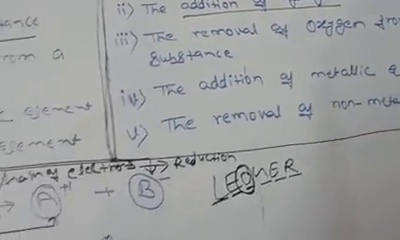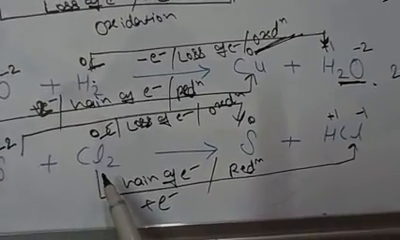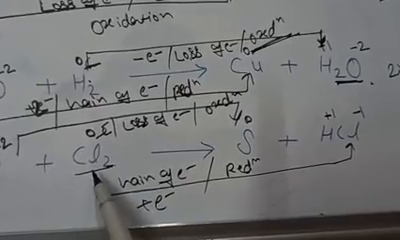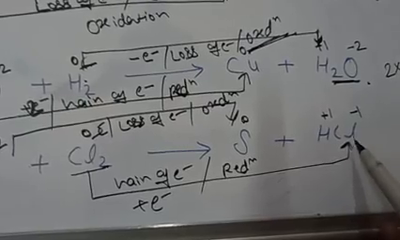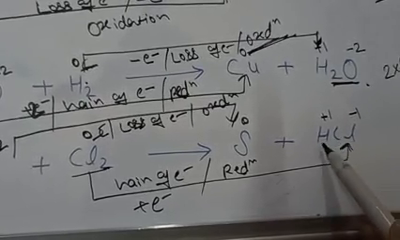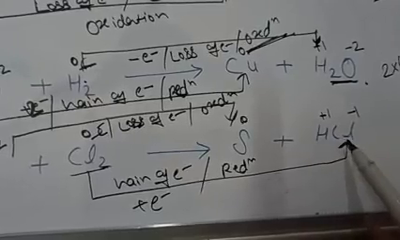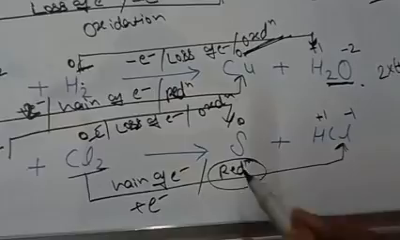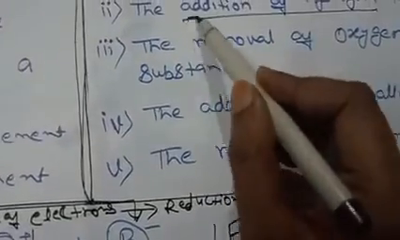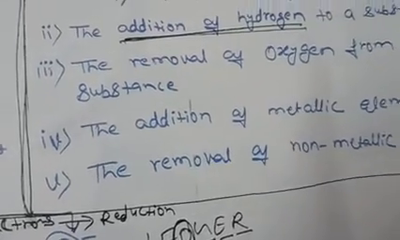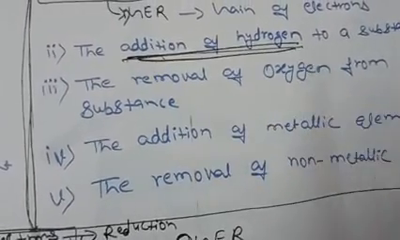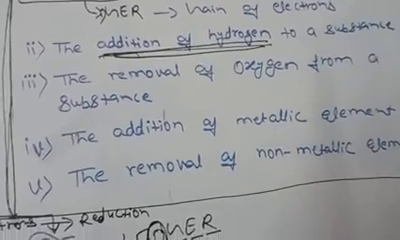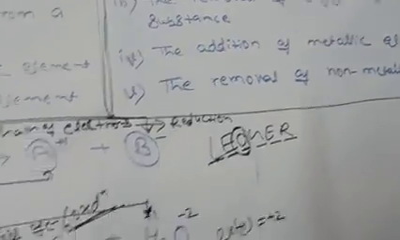Now on the basis of hydrogen you can see in reduction, the addition of hydrogen to a substance is called reduction. See, here it is the addition of hydrogen. On the LHS, the reactant side, it was only chlorine, and in the product it is now HCl, because the chlorine is adding with hydrogen and making HCl, hydrochloric acid. So the addition of hydrogen to a substance is called reduction.